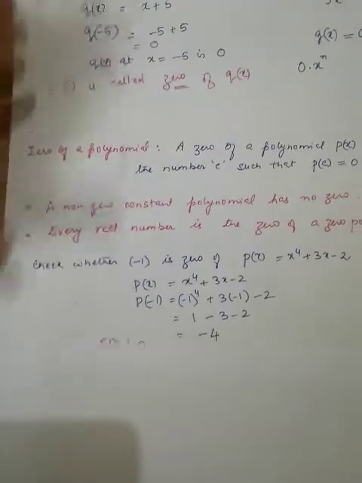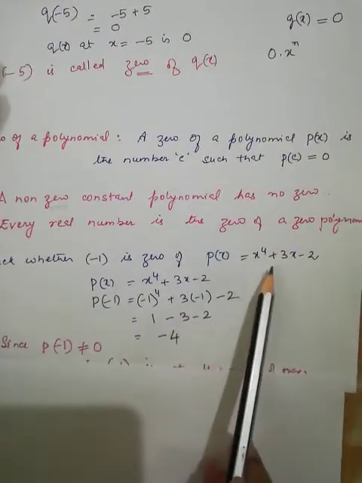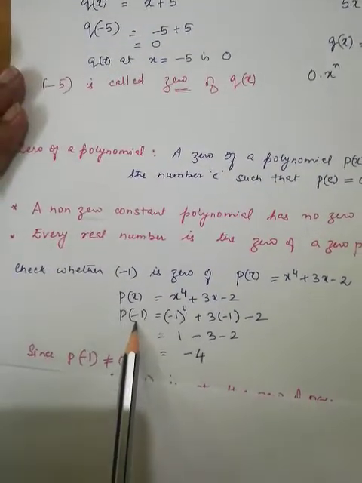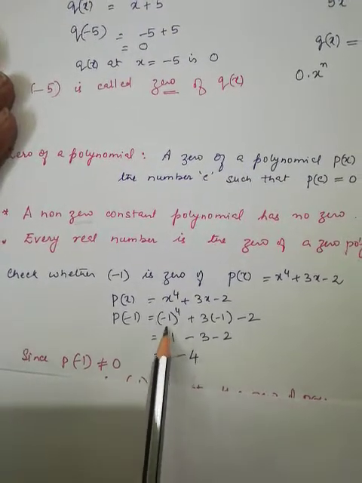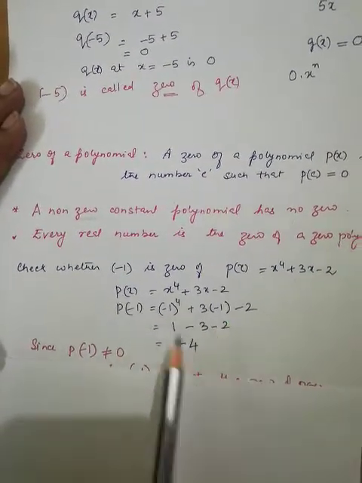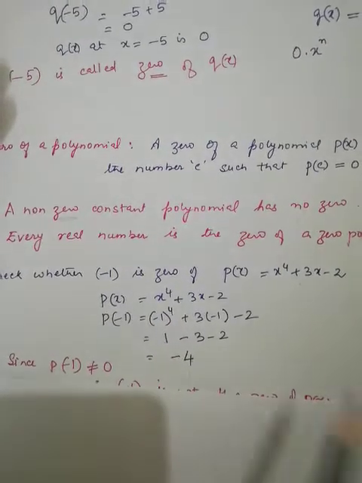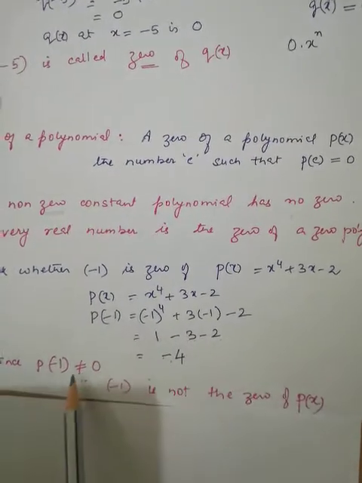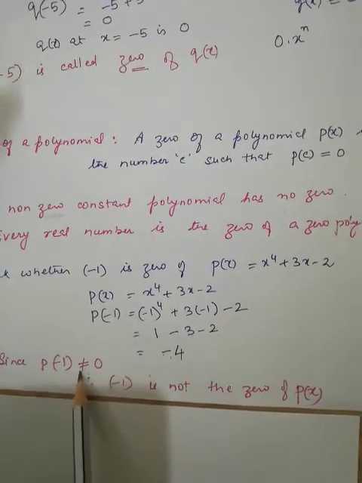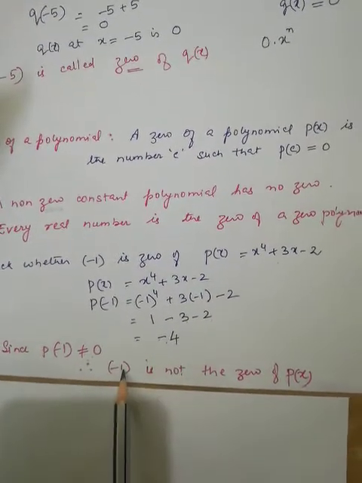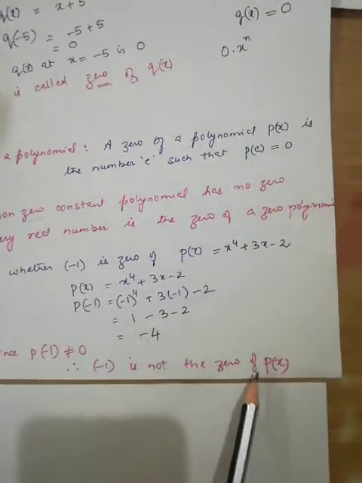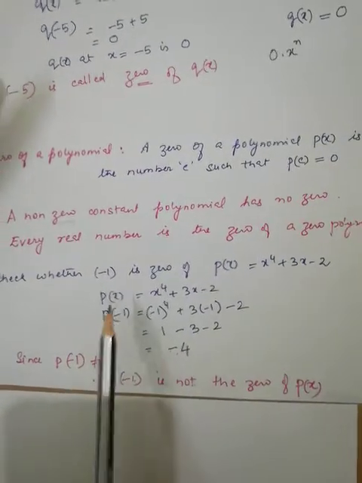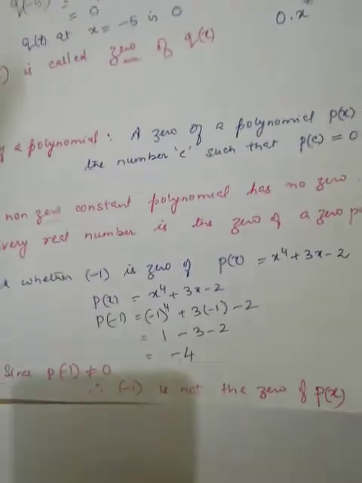Okay. Now let us check whether -1 is a zero of this polynomial. So we will take the polynomial. We will replace x by -1. And we substitute, since it is minus, we have to put brackets, remember, brackets. Minus to the power even number is plus. So, -3 minus 2, you get -4. So since p of -1 is not equal to 0, therefore, -1 is not a zero of p(x). Had it been 0 here, then p of -1 would have been 0, and -1 would be a zero of p(x).